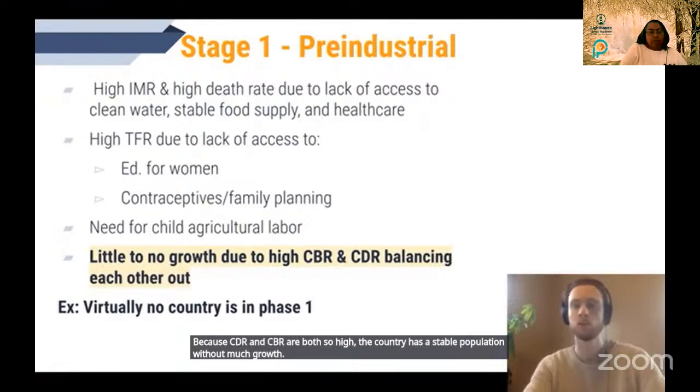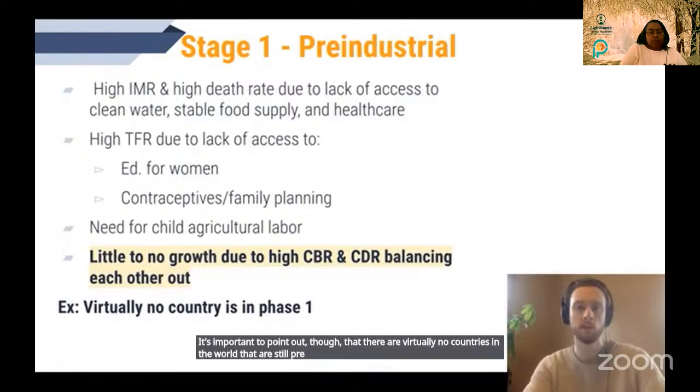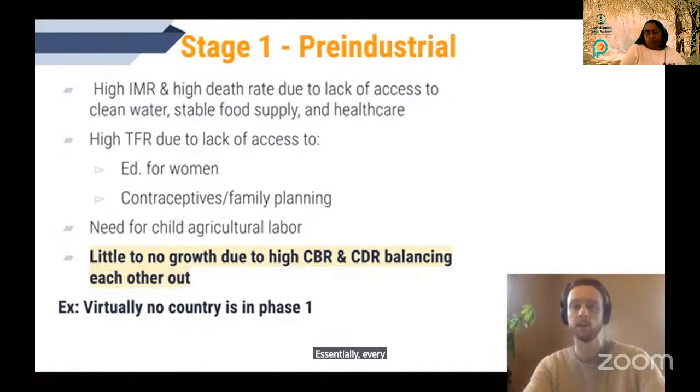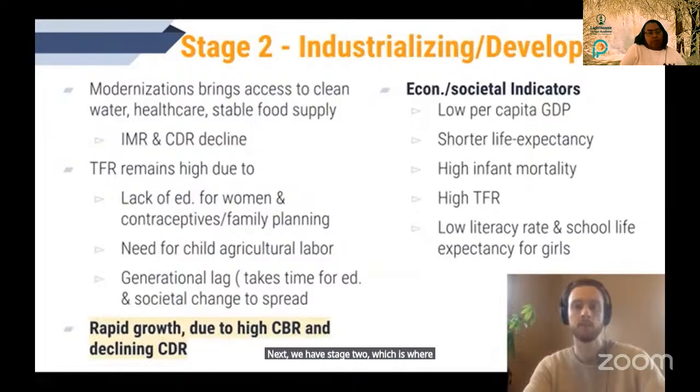It's important to point out, though, that there are virtually no countries in the world that are still pre-industrial. So while many nations are very poor and are very early in their development, essentially every country has moved from stage 1 into stage 2 and is growing to some degree. Next, we have stage 2, which is where most of the world's population is currently.